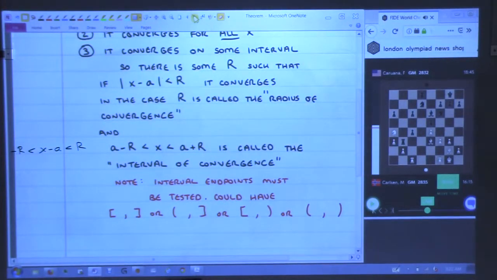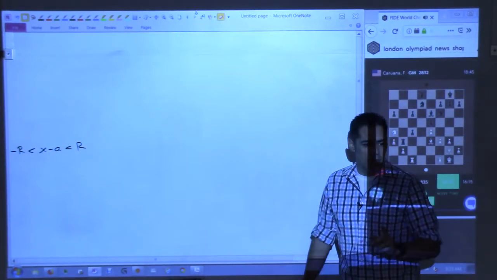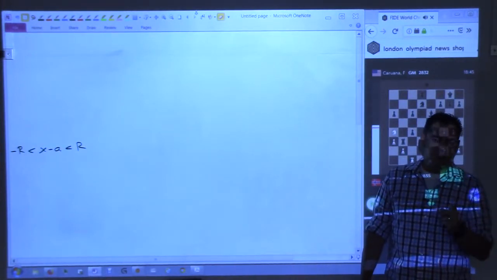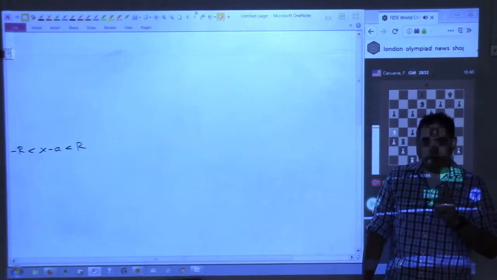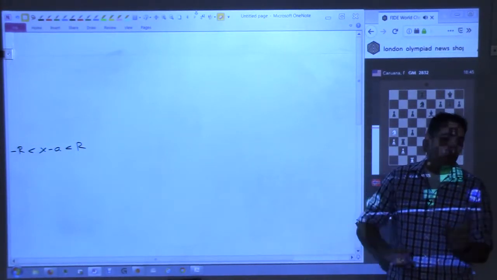So every power series converges at least at one point, x equals a. The question is, is that the only point? The only other possibilities are that it converges everywhere or on an interval.